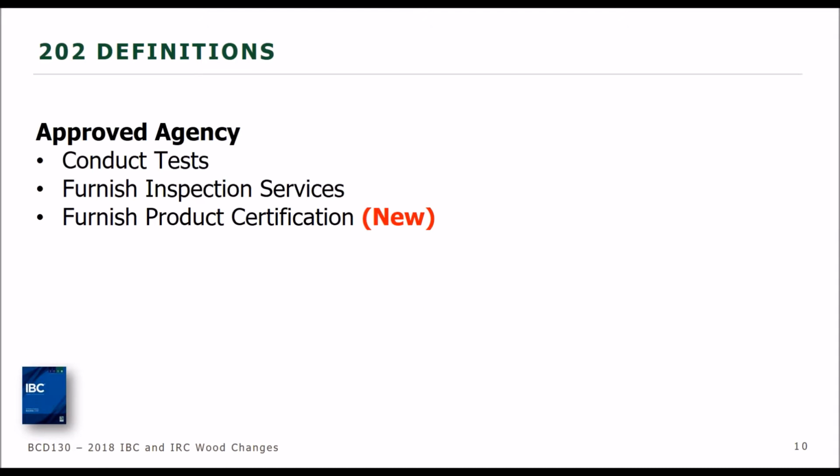Now, the definition for approved agencies includes agencies that conduct tests or furnish inspection services. New to the 2018 IBC is the inclusion of product certification report writing agencies. Now, all of these are approved agencies, but one thing to note is all of these need to be approved by the building official.